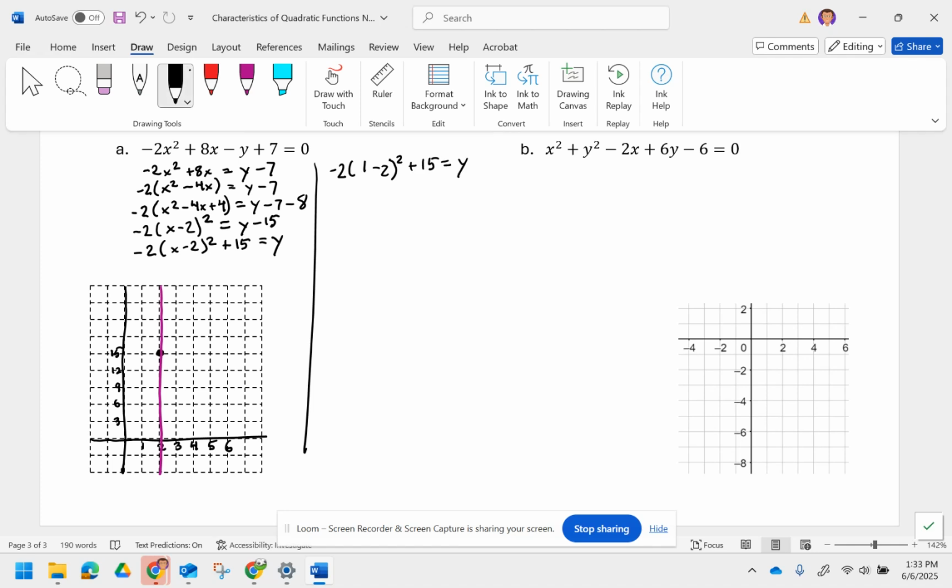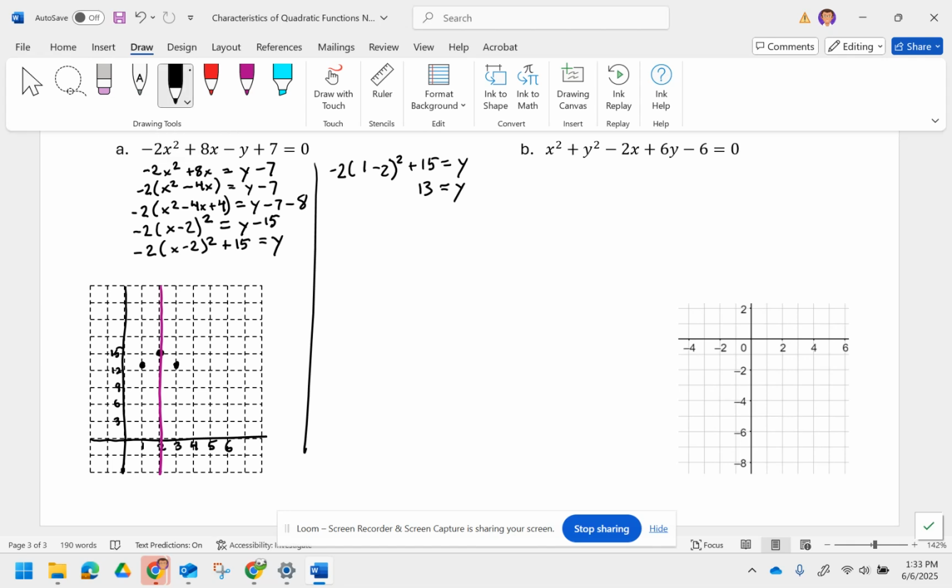So that's going to be 1 minus 2, negative 1 squared, it's just 1, times negative 2. So that'll be a 13, plus 15. So when x is a 1, y is at 13. So we'll have a point right about there, which means we'll also have a point right about there.